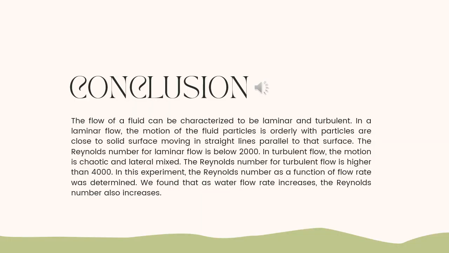The conclusion of this experiment is that the flow of a fluid can be characterized as laminar or turbulent. In a laminar flow, the motion of the fluid particles is orderly, with particles close to a solid surface moving in straight lines parallel to that surface. The Reynolds number for laminar flow is below 2000. In turbulent flow, the motion is chaotic with lateral mixing. The Reynolds number for turbulent flow is higher than 4000. In this experiment, the Reynolds number as a function of flow rate was determined. We found that as water flow rate increases, the Reynolds number also increases.